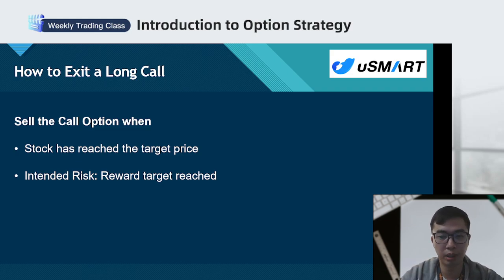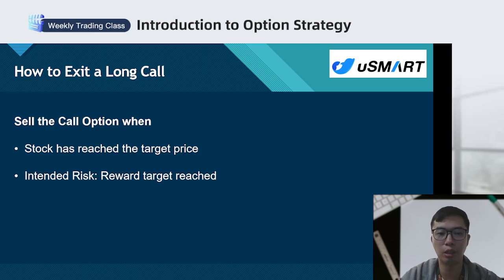Maybe some people don't want to sell because it is already deep in the money, and it really depends on your strategy. But if you hit the intended risk-reward, you must sell it because this is your plan. Like you risk 100, you want to earn 300. When you reach the price, somebody will say, oh, I already earned 300, I don't want to sell it, I want to wait for 500.